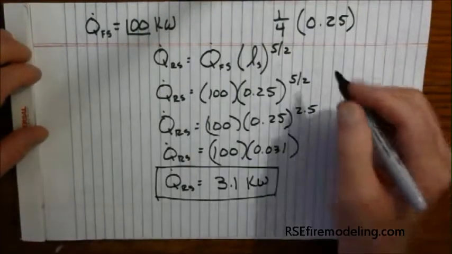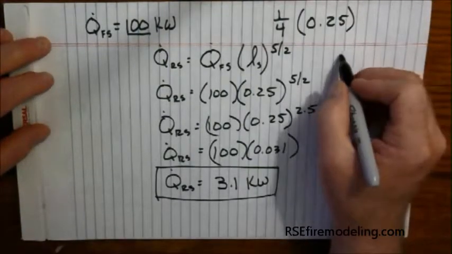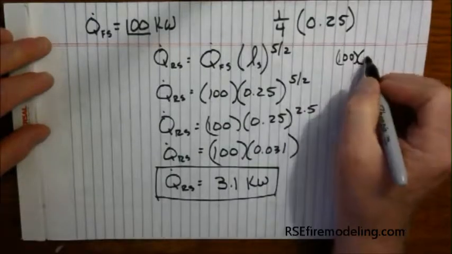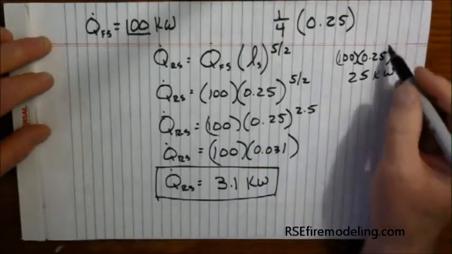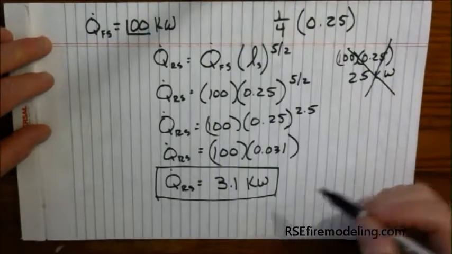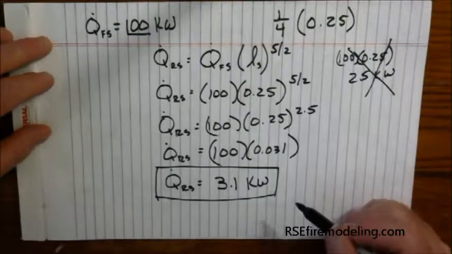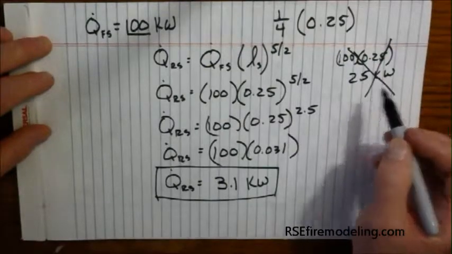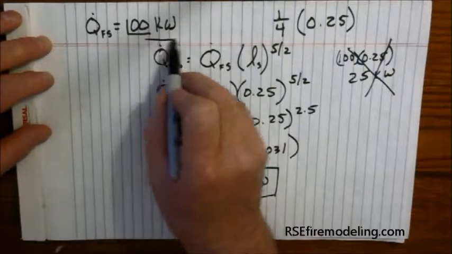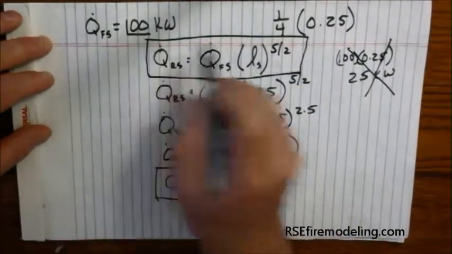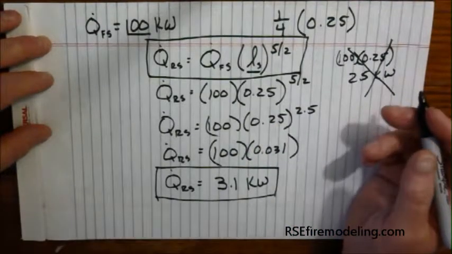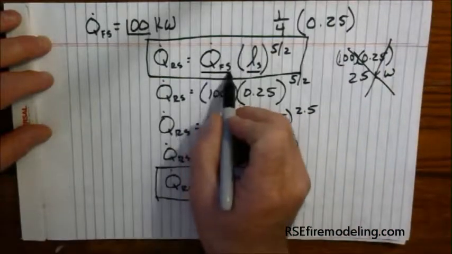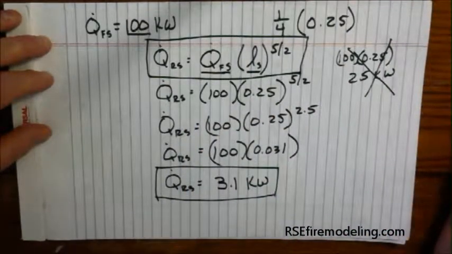Be careful out there. Some people scale this linearly. They take 100 kilowatts times the length scale, 0.25, and they end up with 25 kilowatts. That is absolutely incorrect. The heat release rate in the reduced scale enclosure does not scale linearly, but scales to the 5/2 power. This formula is good for all scale lengths, whether it's a quarter, a third, or a 1/12 scale. And it's good for all heat release rates in the full scale, whether you have a 100 kilowatt fire, a 500, a megawatt.